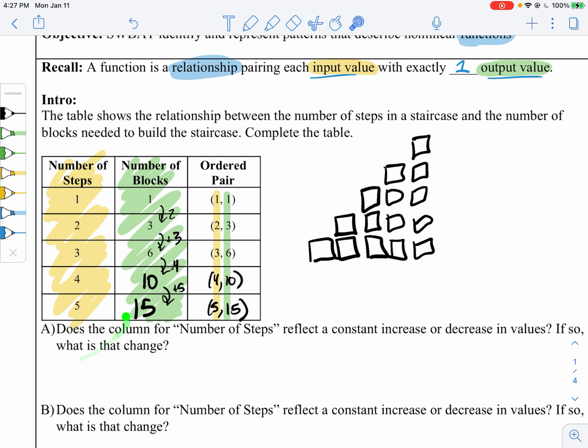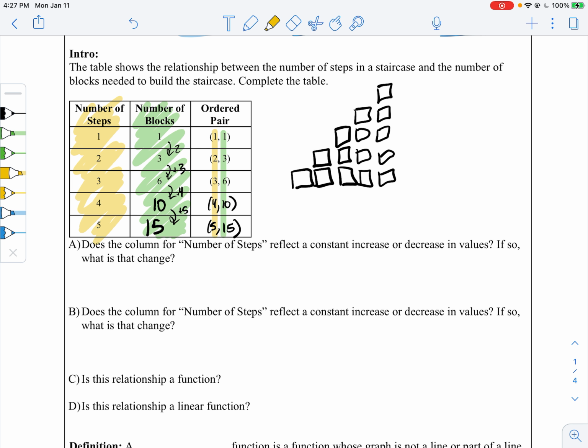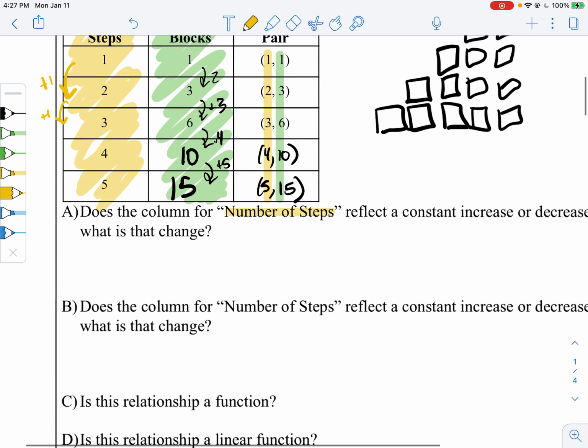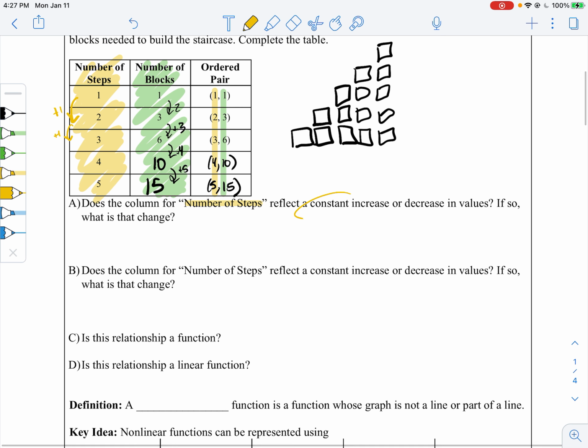So let's look at the number of steps column. Does the column for number of steps reflect a constant increase or a constant decrease in values? If so, what's that change? Well, here we look at the number of steps, and each time it increases by 1. So that's a constant increase, plus 1 every time.